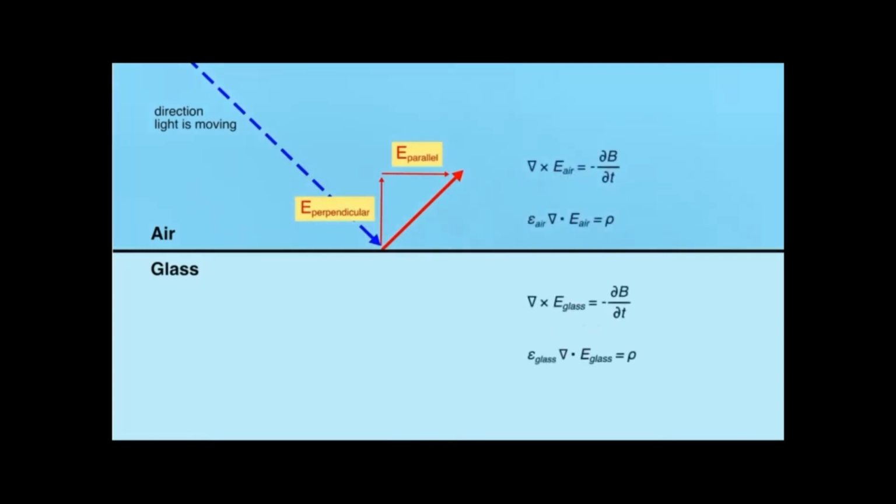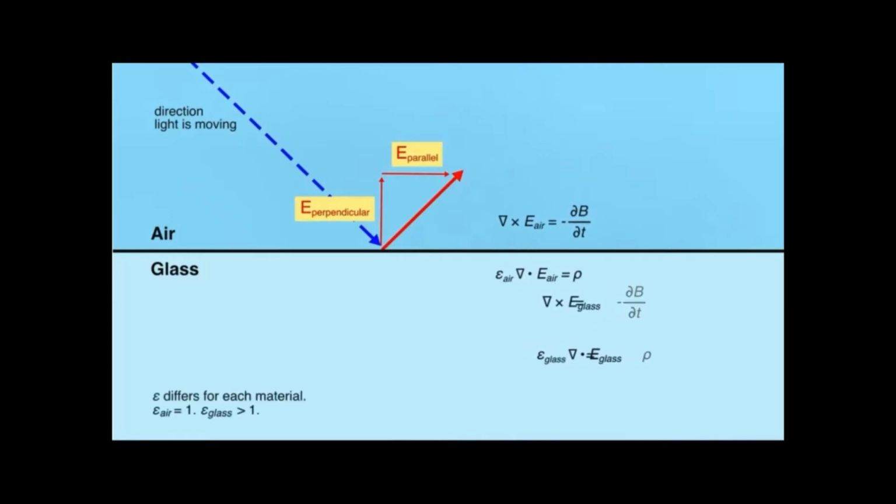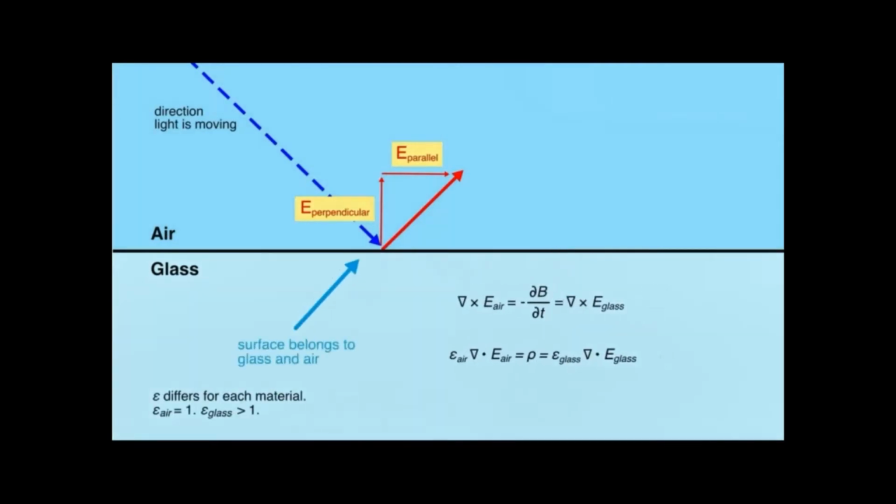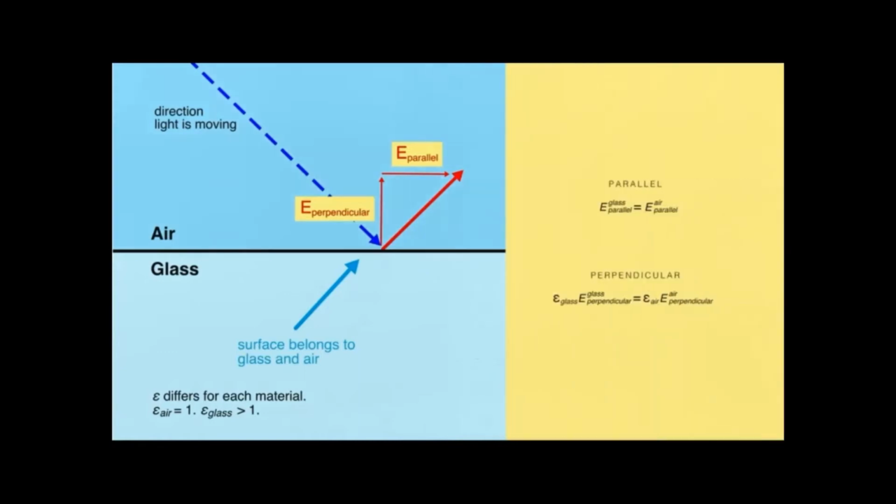And here is where Maxwell's equations come into play. Two copies of the equations are written here, one that covers when light is traveling in air and one where it is traveling in glass. So here's the key point. The surface belongs to both the air region and the glass region. This means that at the surface, the equations on the top and the equations on the bottom have to apply. And with that little bit of calculus, you can find two important restrictions.